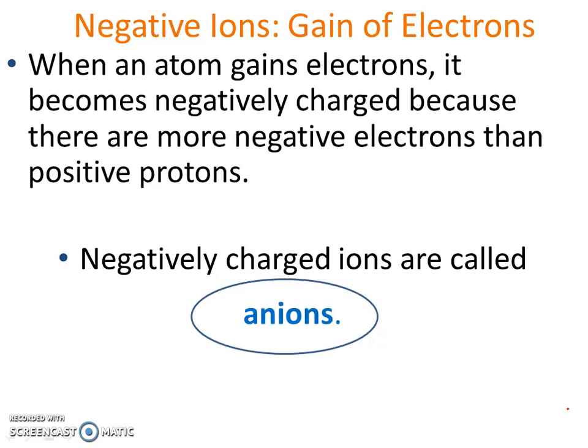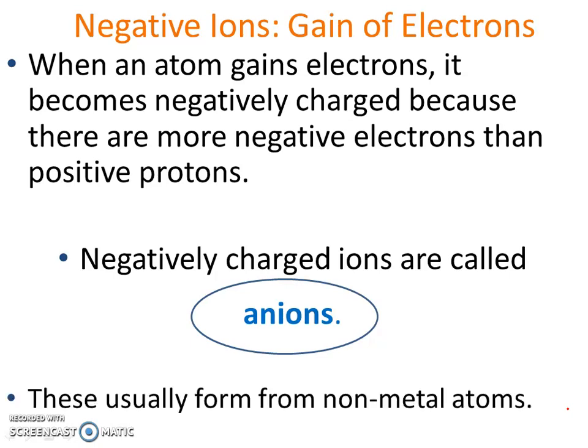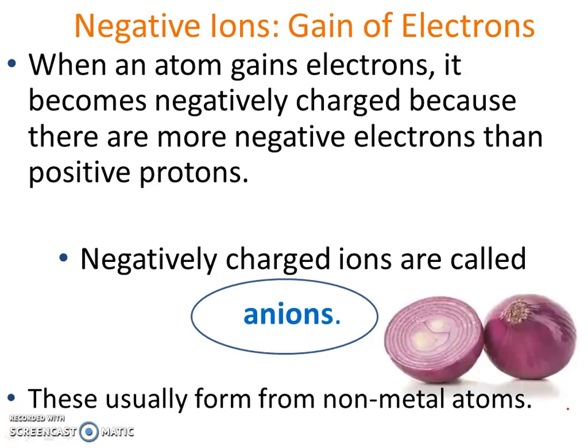This is a vocab word, so make sure you highlight, circle, star, make sure that word stands out. And these usually form from non-metal atoms. So oxygen, sulfur, chlorine. And one way that I remember this is onions. Anion looks like the word onion. It's 1 letter away. And I hate onions, so they're negative to me. So anions, onions, negative. If that doesn't work for you, figure out some way to help yourself remember the difference between positive cations and negative anions.